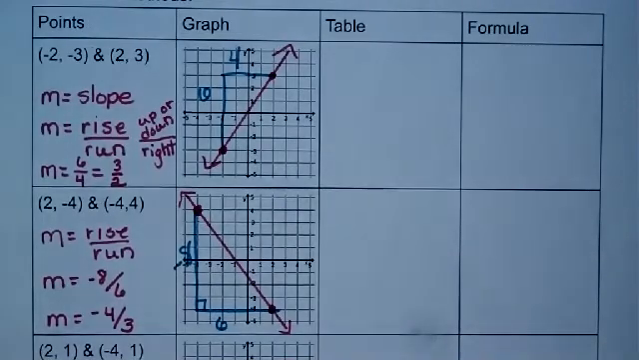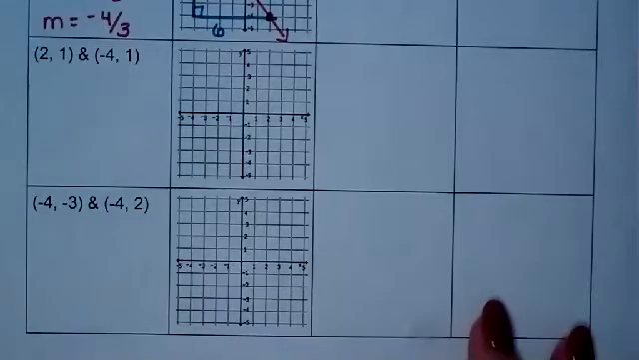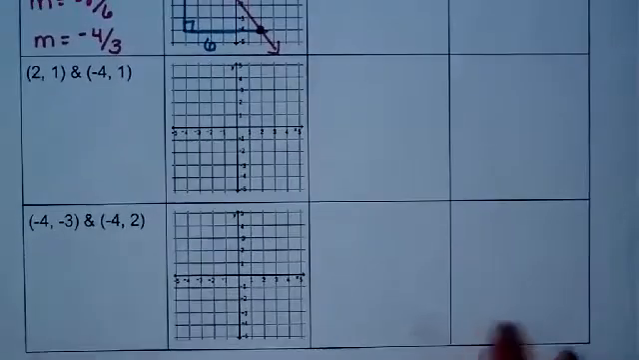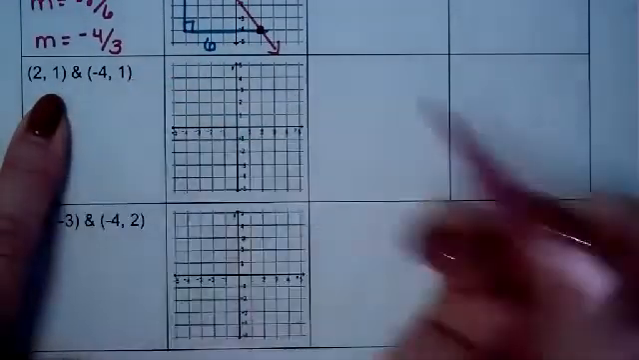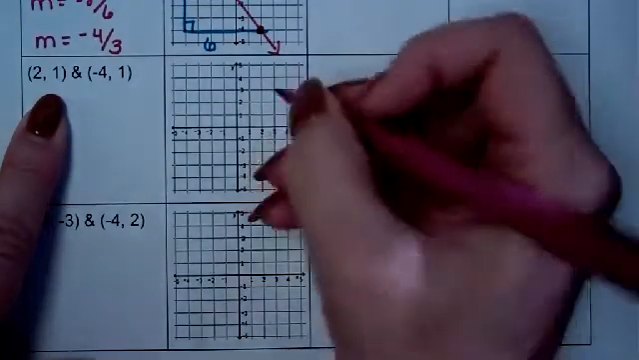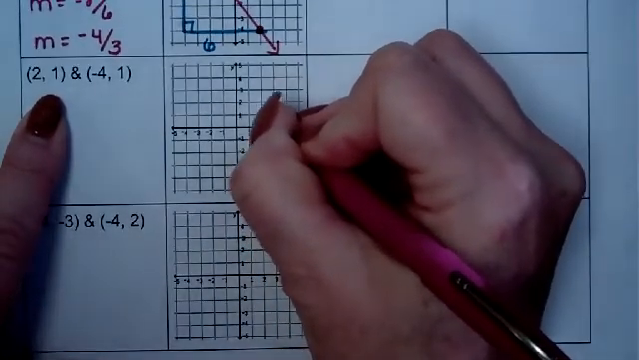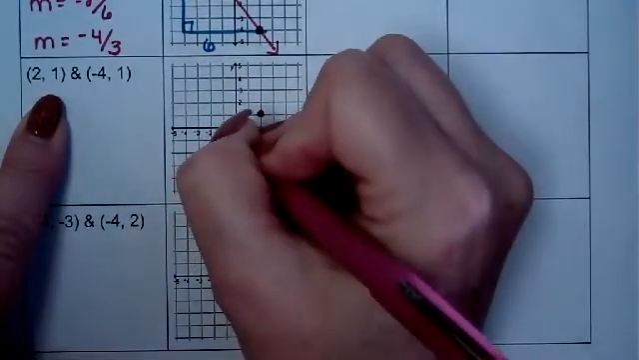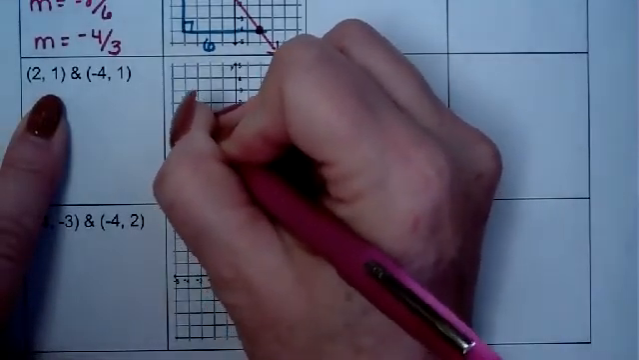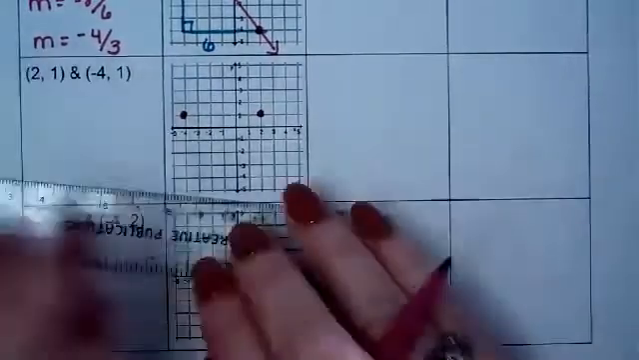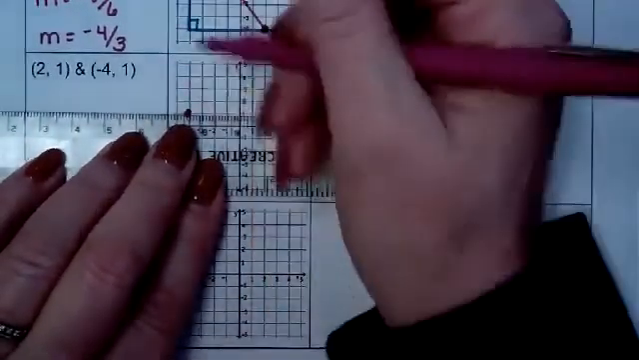Now let's look at a 0. Okay? Now look right here. 2, 1, and -4, 1. Let's go ahead and graph those. So we got 2 and 1. And then we got -4 and 1 right here. So when I connect those, something I noticed right off the bat is that that's horizontal.